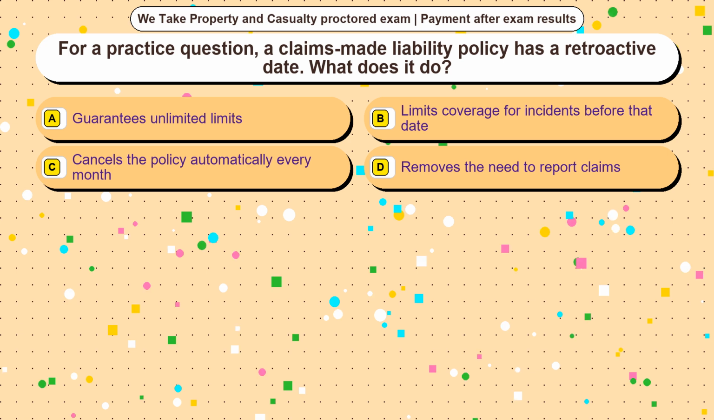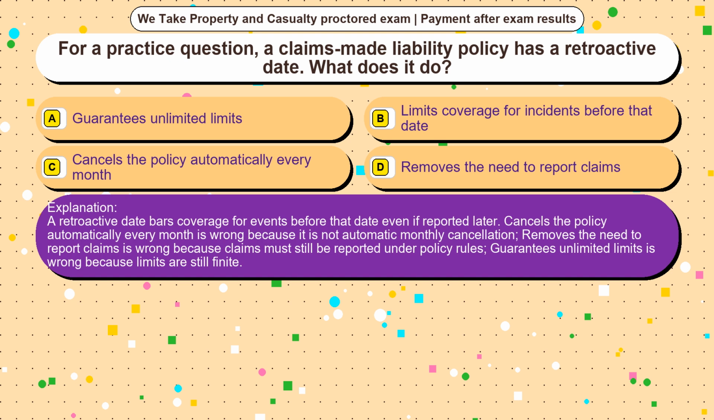The correct answer is option B. Retroactive date bars coverage for events before that date even if reported later. Cancels the policy automatically every month is wrong because it is not automatic monthly cancellation. Removes the need to report claims is wrong because claims must still be reported under policy rules. Guarantees unlimited limits is wrong because limits are still finite.